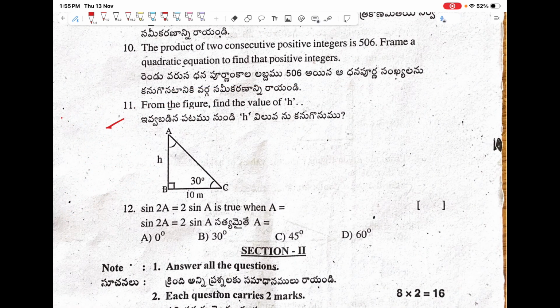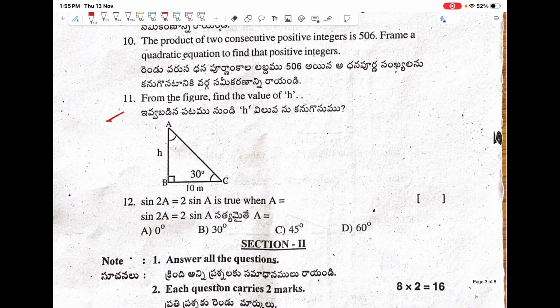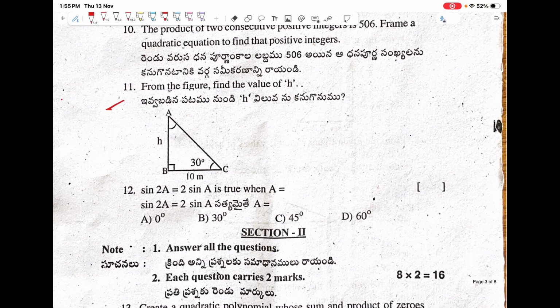Come to question number 11. From the given figure, find the value of h related to trigonometry. 30 degrees is given, the height is not mentioned, and the base value is given. According to the acute angle, the opposite side is the height and the adjacent side is given. So what trigonometric ratio do we have to take? Yes, tan 30 degrees, because the missing value is the opposite side and the adjacent side is there.